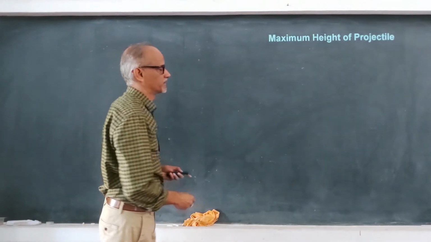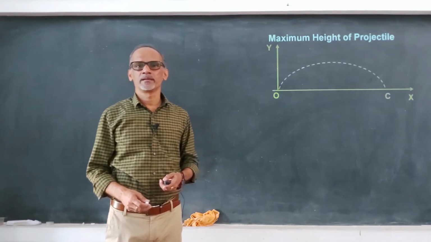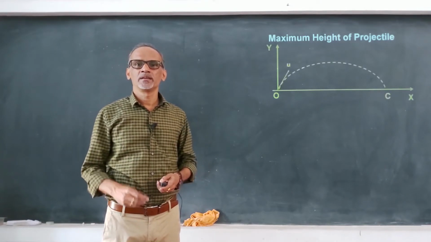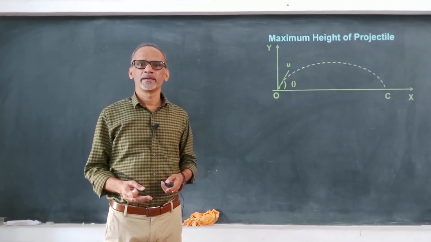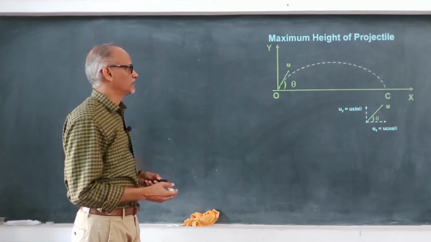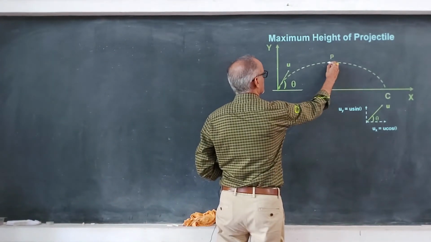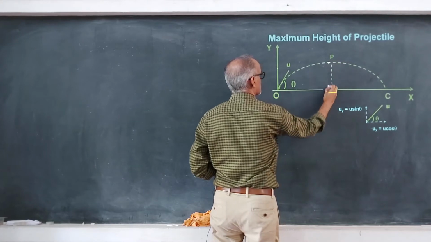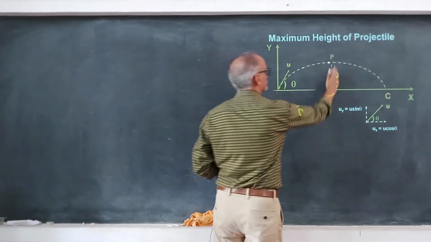Expression for maximum height. For which, as usual, I am going to consider the two axes, then the trajectory of the projectile, the initial velocity, that is the velocity of projection, and the angle of projection, and then the components. Now, what is maximum height? Maximum height is where the projectile reaches here, and this becomes the maximum height, correct? Which we denote by h.